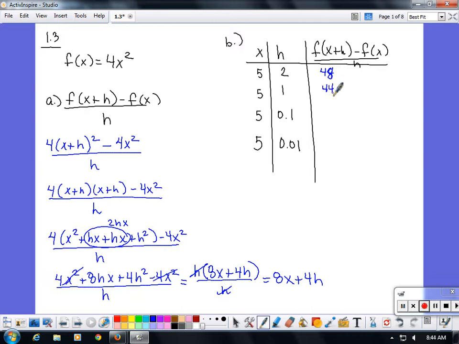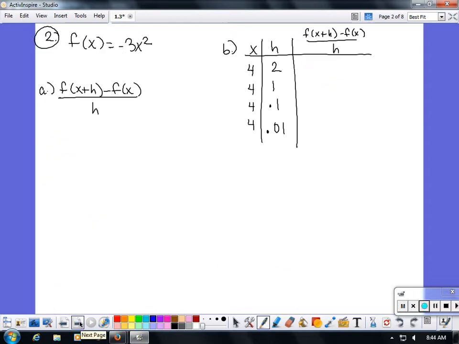So now we might really need the calculator. It's 40 plus 4 times your h, which is 0.1. So 40.4. And then 40 plus 4 times 0.01. 40.04.